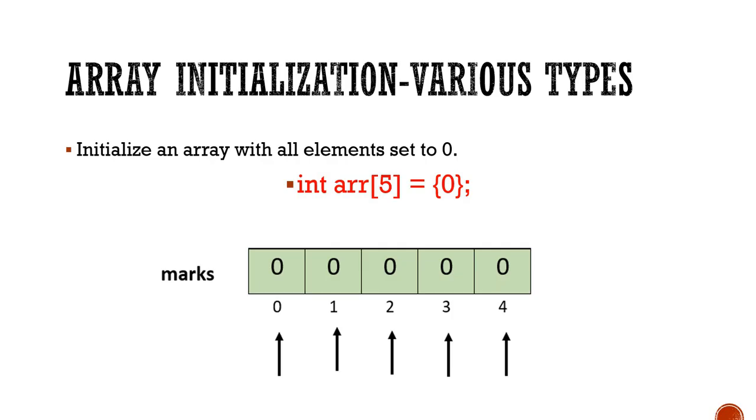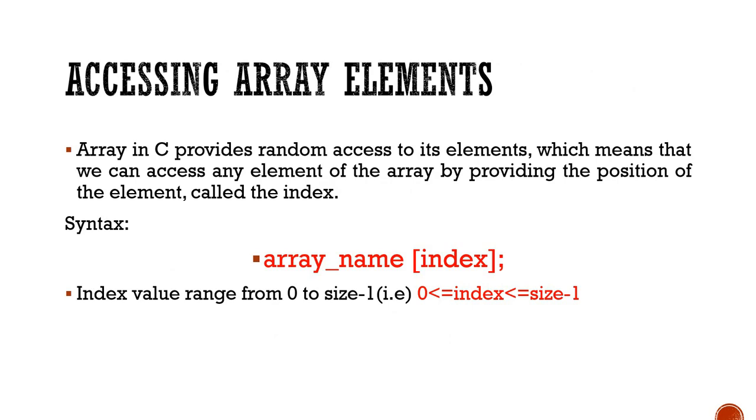So we have seen the initialization of an array. Now we'll move on to accessing array elements. How to access the elements which are present in an array? As I told you in the previous slide, if the size of an array is 5 and 5 values have been initialized, randomly I can access any value from the array. That can be done with the help of the index.